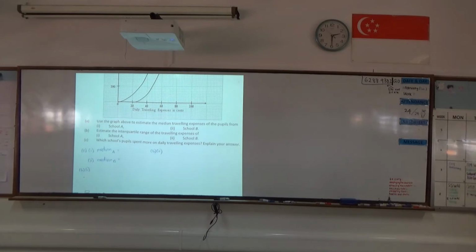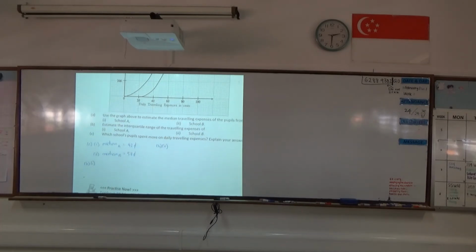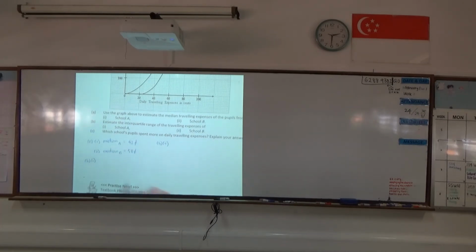Take a look. What is A's quartiles answer? What's the median for school A? Bernice? 42 cents. Do we all agree? So the median for school A is 42 cents. What about the median for school B? 58 cents. Then what about the interquartile range for school A?